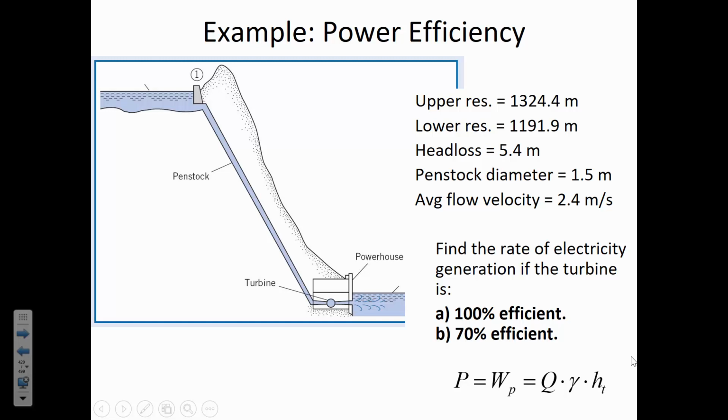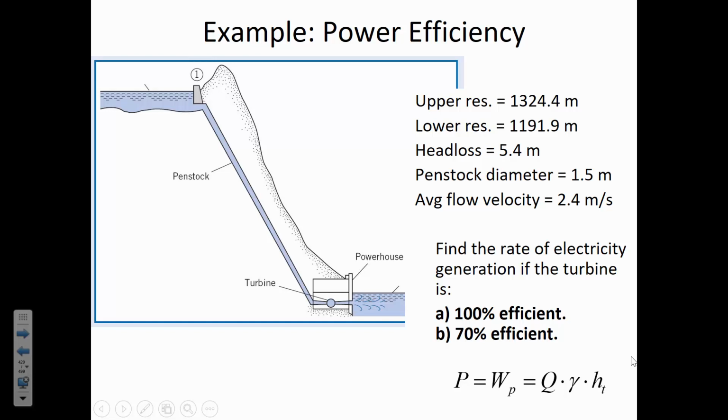So it's this elevated reservoir, 1324.4 meters. There's no pump, is equal to the elevation at the lower reservoir, 1191.9 meters, plus the turbine head and the losses. Oh wait, the losses are given directly, 5.4 meters.